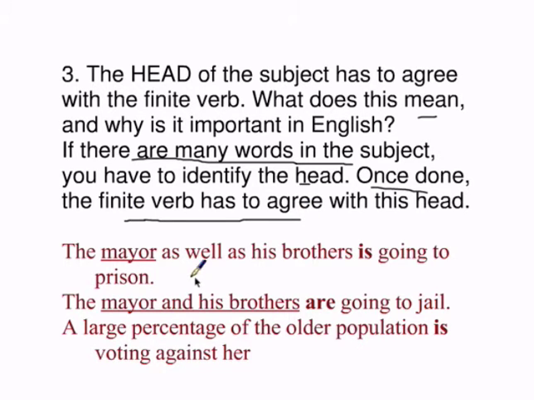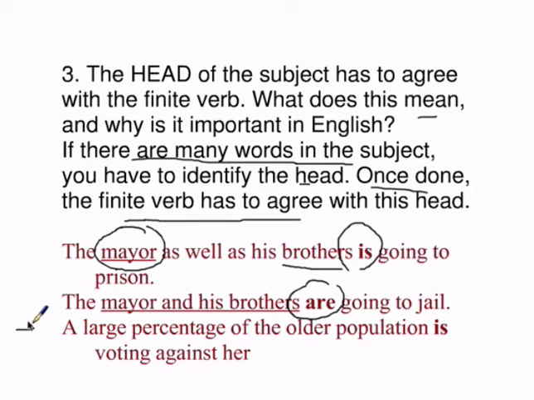So in this case, the mayor, as well as his brothers, is going to prison, or is it are going to prison? And you might be thinking, well, it has to do with brothers. The brothers are going to prison. But this is the head here. It's the mayor, as well as his brothers. So then you have this as being the finite verb. And now this time it's the mayor and his brothers are going to jail. Then you have this form.